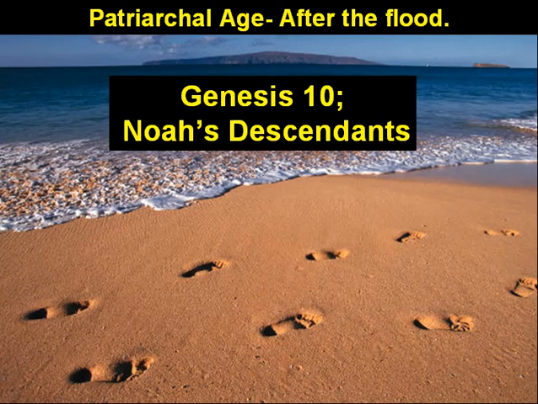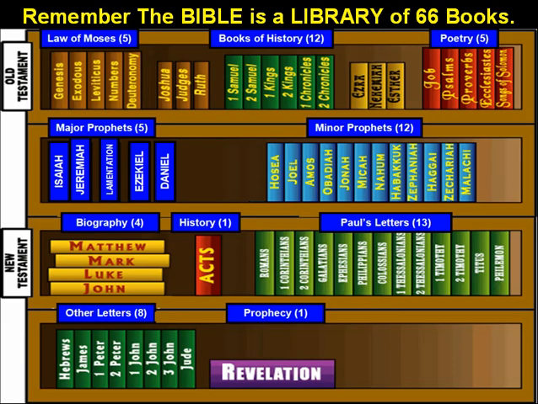Welcome back to a study on Genesis. We're looking at Genesis chapter 10, Noah's Descendants. Remember, the Bible is a library of 66 books, and we're looking at the first book of the first 5 books, the Law of Moses.